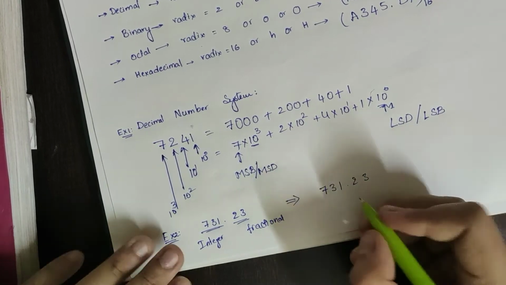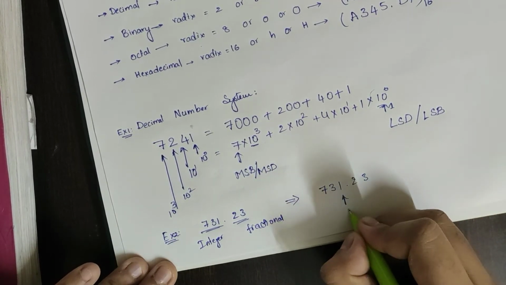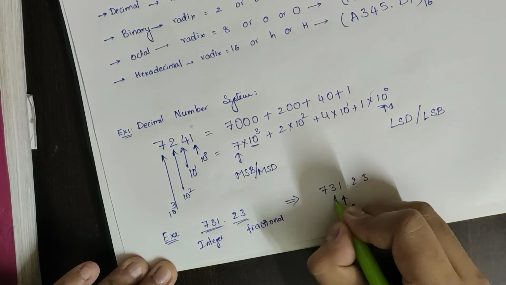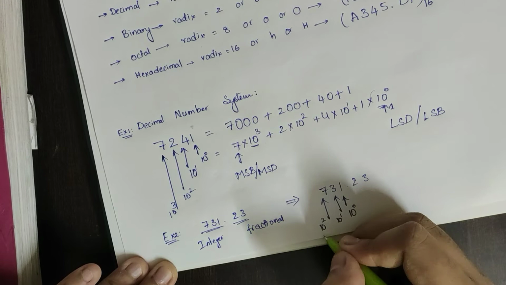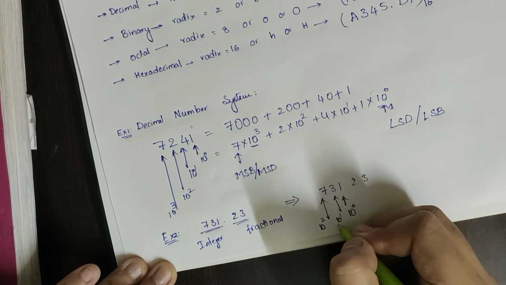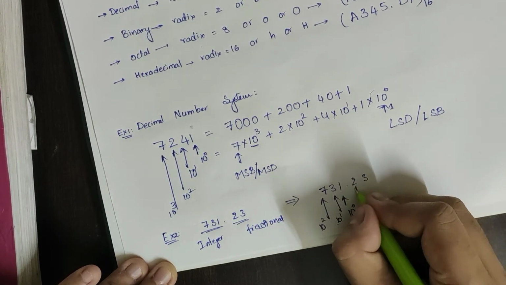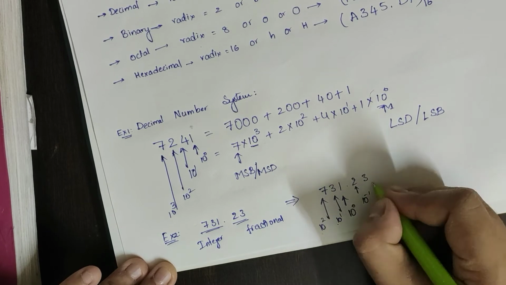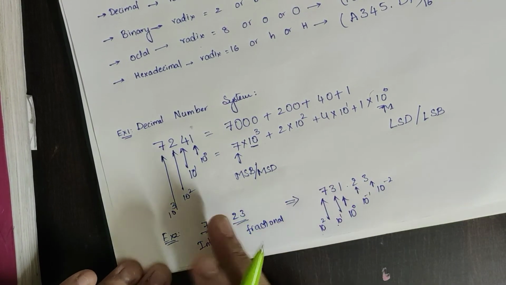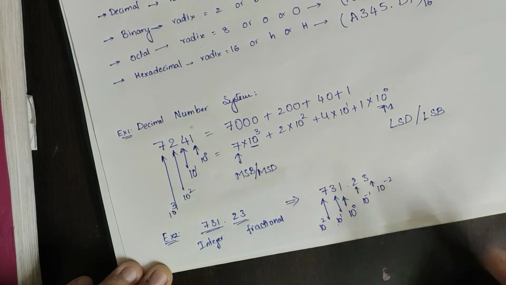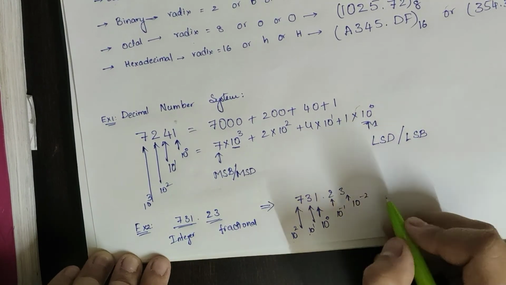731.23. So the weights are going to be: this is 10 power 0 position, this is 10 power 1 position, this is 10 power 2, isn't it? 700 plus 30 plus 1. After the decimal point, it is 10 power minus 1 and 10 power minus 2. So every digit in the decimal number system is expressed in the powers of 10.